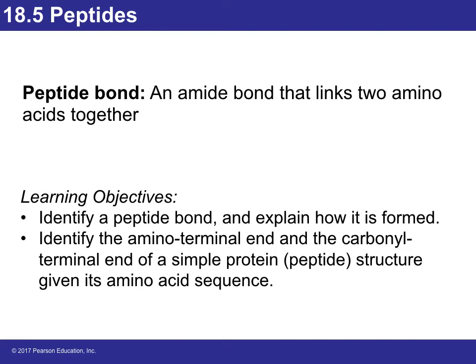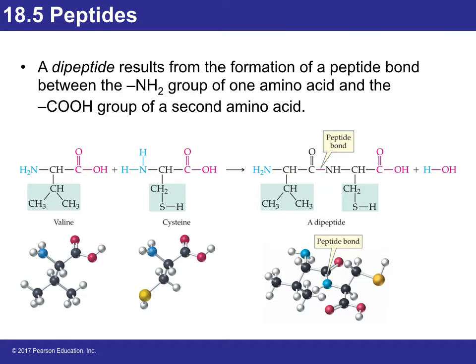Something you need to know is the way you link amino acids together. That is called the peptide bond. That's an amide bond between two amino acids. So be able to identify a peptide bond and explain how it's formed. We're going to see this, and also be able to look at the amino side and the acid side. So right here you have an example, valine and cysteine, and when they are linked together, we have a link called a peptide bond between the nitrogen atom and the carbonyl carbon. That's what you have here on the right side.